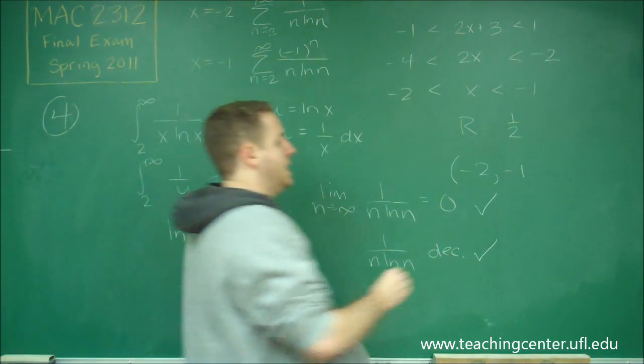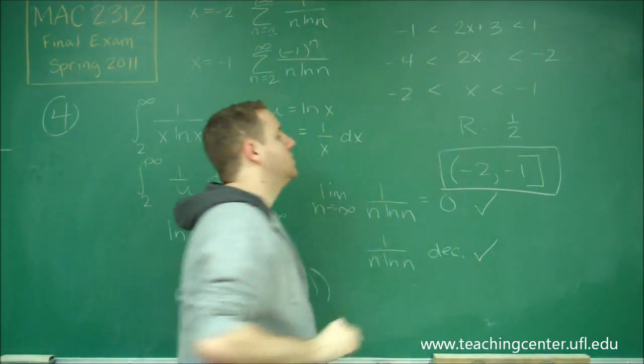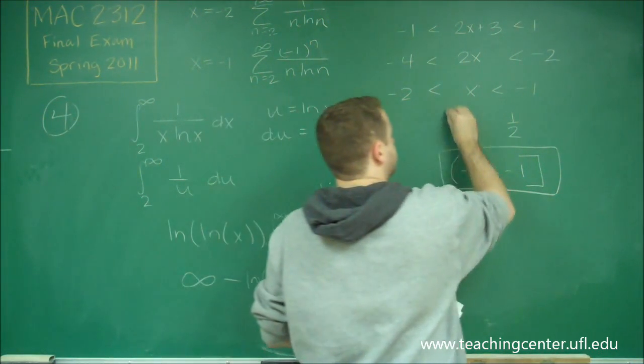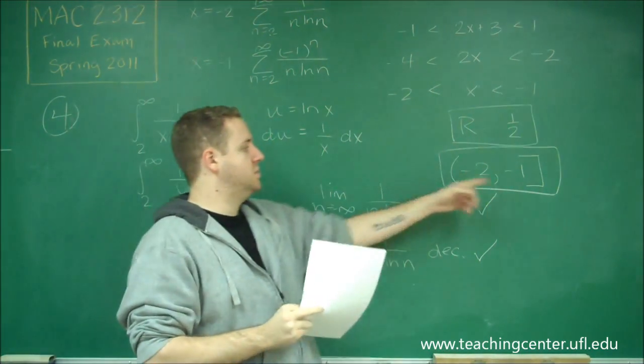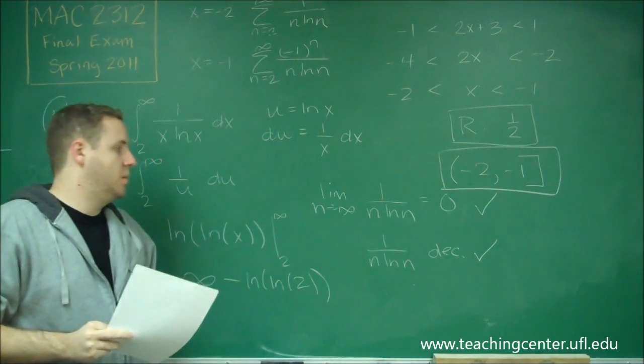So therefore, negative 1 is included in our interval of convergence. So our radius was 1/2, and our interval of convergence was from negative 2 to negative 1, not including negative 2, but including negative 1.